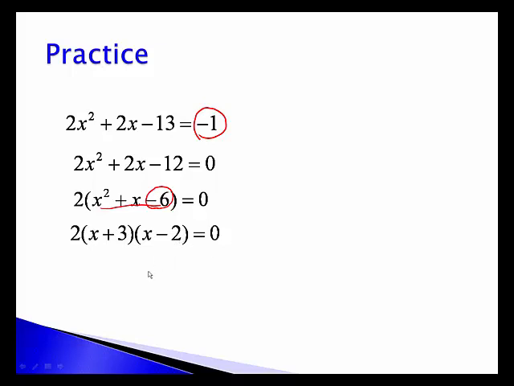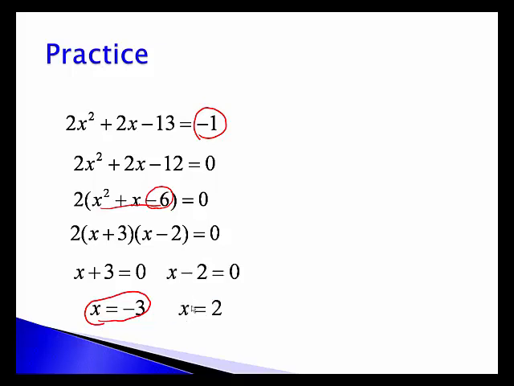Once I make it to right here, I simply take each of those factors and set them equal to 0. So it's x plus 3 is equal to 0. I subtract 3 from both sides, and I get x is equal to -3. That's one of my solutions. I then take the other factor, x minus 2. I add 2 to both sides, and I get x is equal to 2. So those are my two solutions for the quadratic equation, 2x squared plus 2x minus 13 is equal to -1. If you want to try that and plug them in, you should be able to see that both of these answers do indeed work.